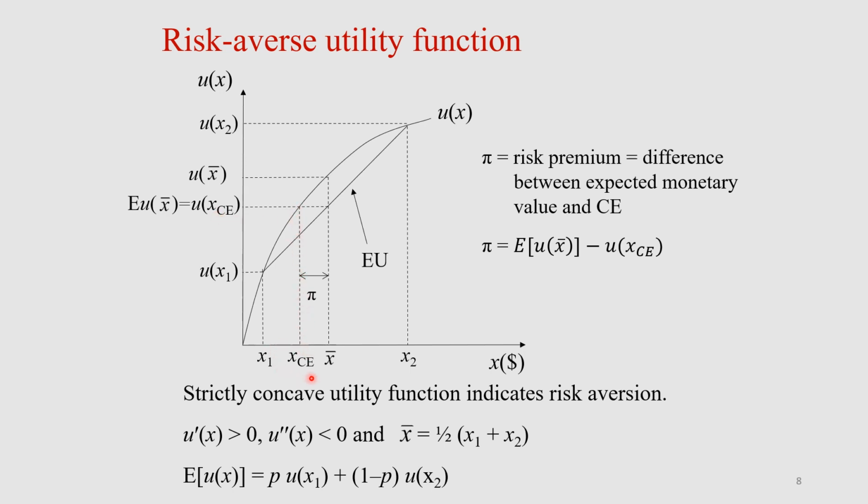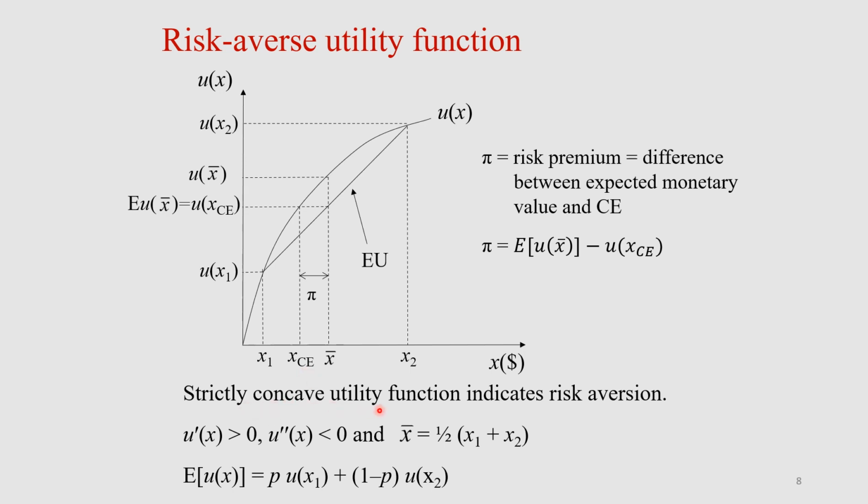Notice that the certainty equivalent of x is less than the mean of x. So we define pi as being the risk premium, which is the difference between the expected monetary value and the certainty equivalent. These are the monetary values here. So pi is the difference between x bar and x certainty equivalent.